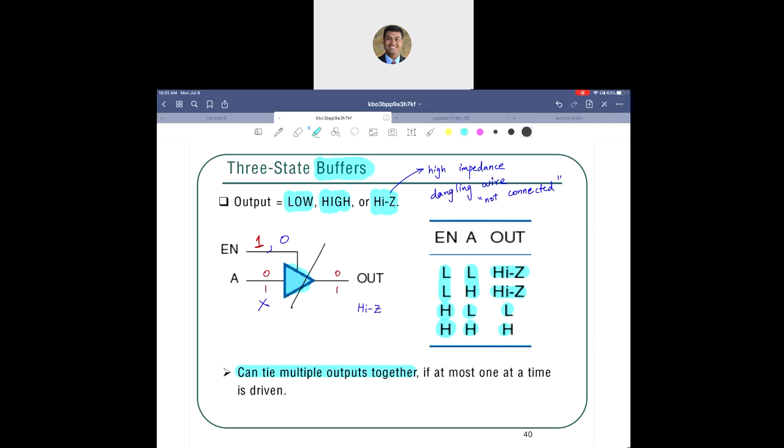So that's the idea of a tri-state buffer, and the application is tying multiple outputs together, right? When you tie multiple outputs together, if one output is 0 and the other output is 1, there is a confusion there. So when you are connecting multiple things together, you would want only one thing to take control. So you'd want to disconnect everything else. That's why the tri-state buffer is very useful.